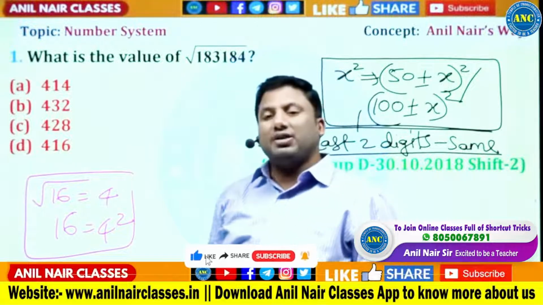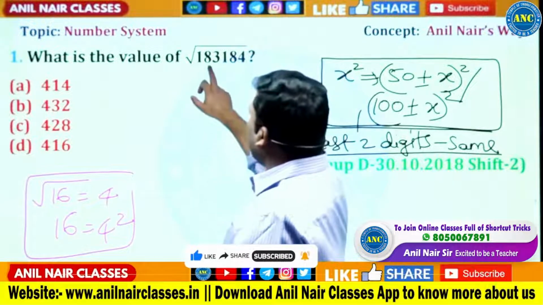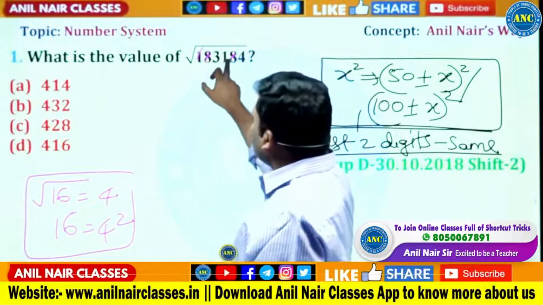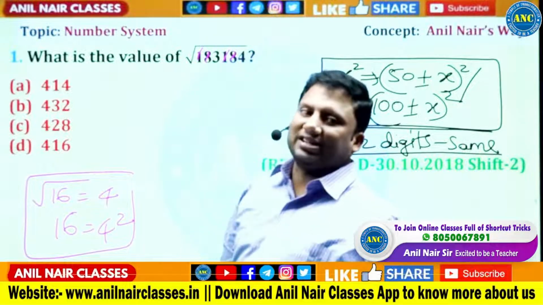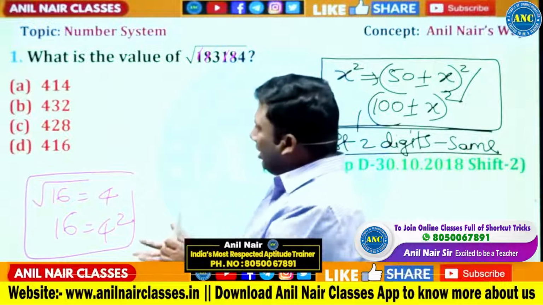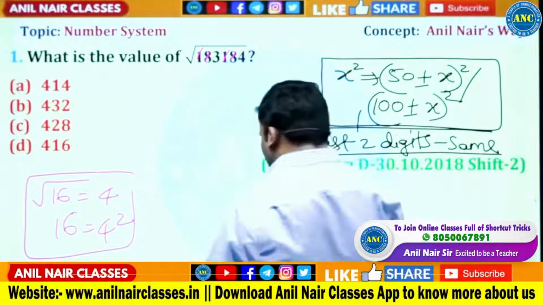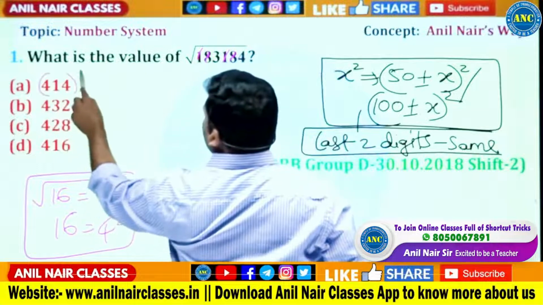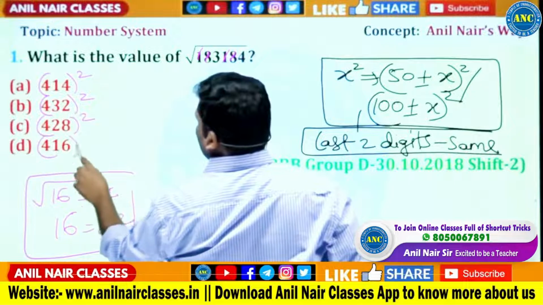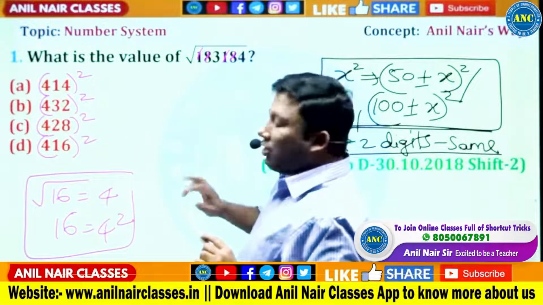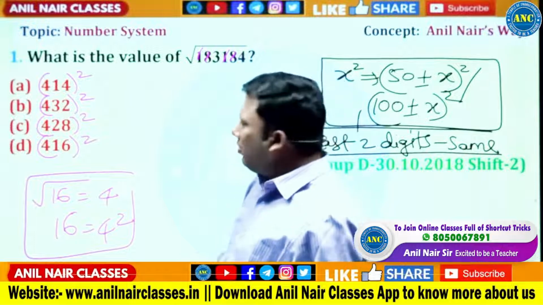What is another concept that we discussed? A perfect square's digital sum will be 1, 4, 7 or 9. 1 plus 8 is 9, 1 plus 8 is 9, 3 plus 4 is 7. Every perfect square will have a digital sum 1, 4, 7 or 9. Now see here, please don't go ahead and solve like this. Remove that square root, and whole square, whole square. If I remove that square root, 183184 will become all these things. Now easily you will get the answer.